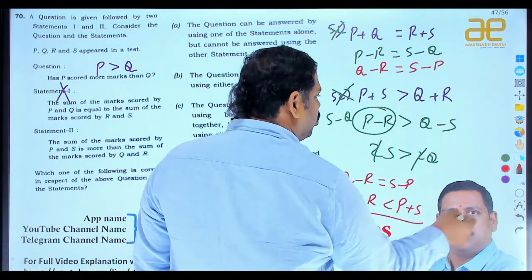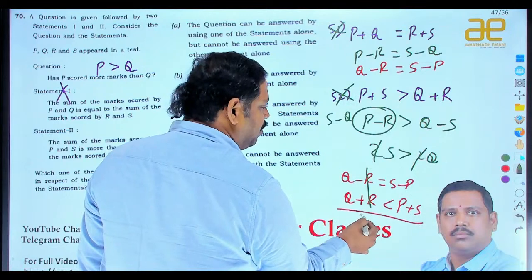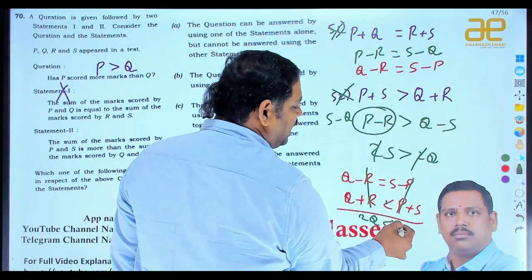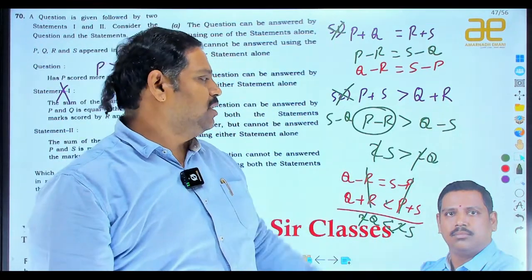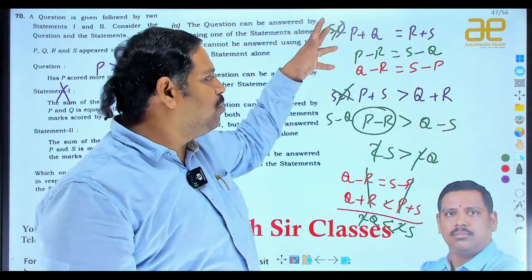If I add both, minus R plus R cancels, it will be 2Q, less than, minus P plus P cancels, 2S. Means again you got Q less than S. Again you are relating Q and S. Your intention is relating Q and P, or P and Q. Even in any combination you are not getting it.